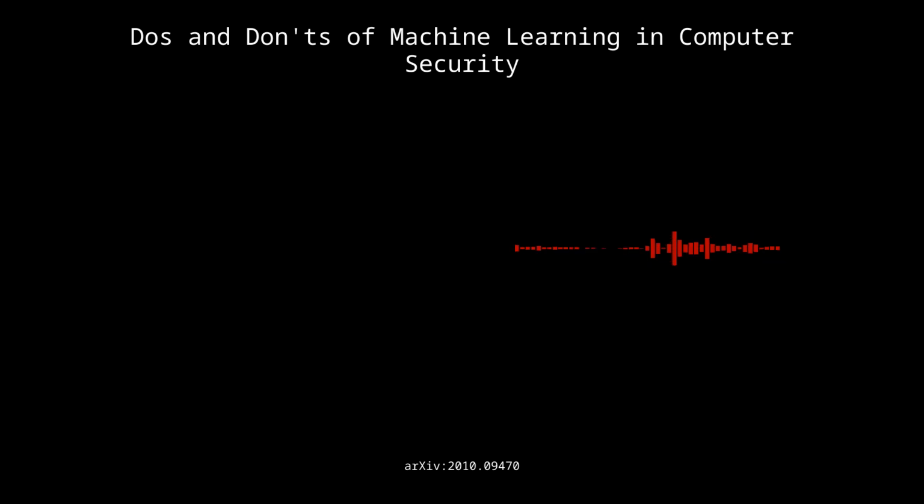Data snooping, what is that? It's basically when you accidentally give your model a sneak peek at the test answers before the exam. Like cheating. Yeah, exactly. You accidentally leak info from the test data into the training process. So it's getting an unfair advantage. Yeah, it makes the model look way better than it actually is.